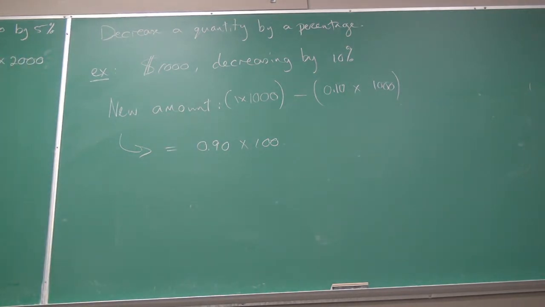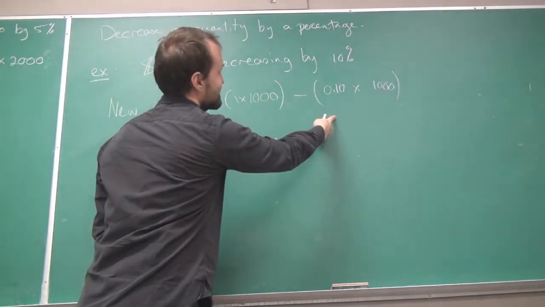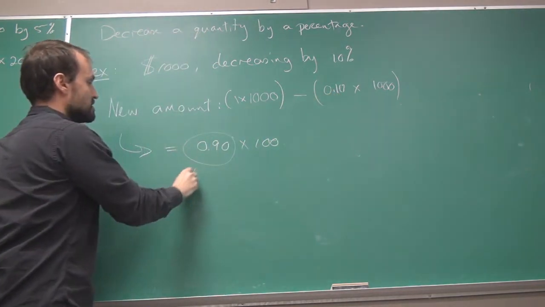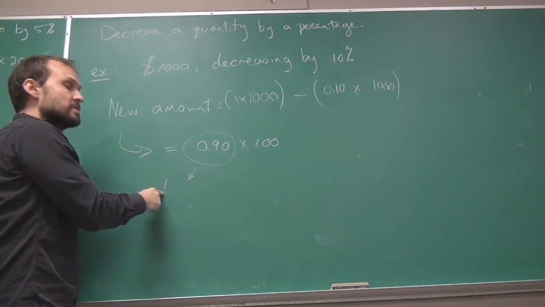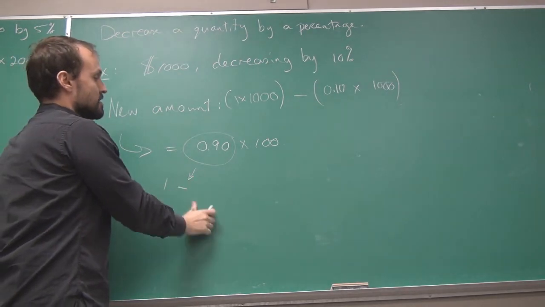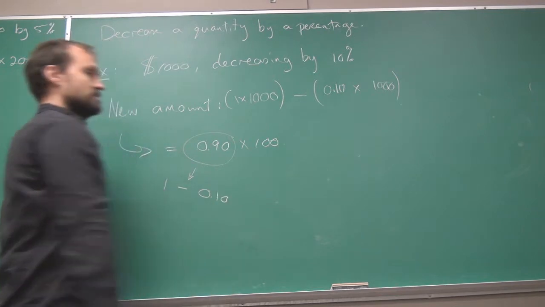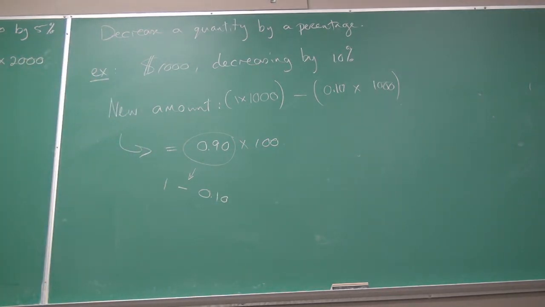So in the increase case, I'm going up from 1. In the decrease case, I'm going down from 1. I have 1, but less. How much less? This much less. So this is 1, because that's my original, minus the decimal version of the percentage. So increasing, decreasing, up and down from 1. Up and down from my original amount.